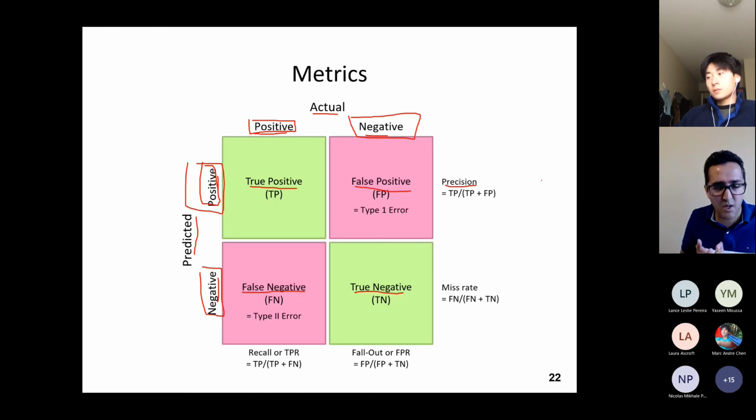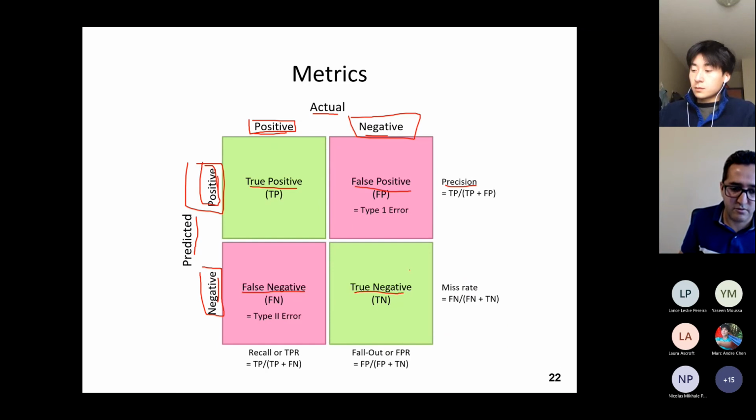No, because probably it's too conservative, right? It only says something is a spam when it's almost sure that it's a spam. And the problem with that is that it couldn't detect many of the spams. High precision, but bad recall. And that's the other metric that we have.